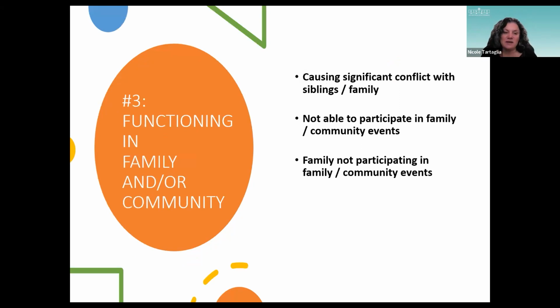Okay, number 3, family functioning in the family or in the community. So again, are there impairments caused by the challenge in the family or the community? Is it causing significant conflict within the family or with siblings? For example, if there's a lot of impulsivity, play with siblings can be really challenging. If there's a lot of distractibility, it takes forever to get out of the house. Everyone's fighting and yelling and screaming, and each morning is chaos.